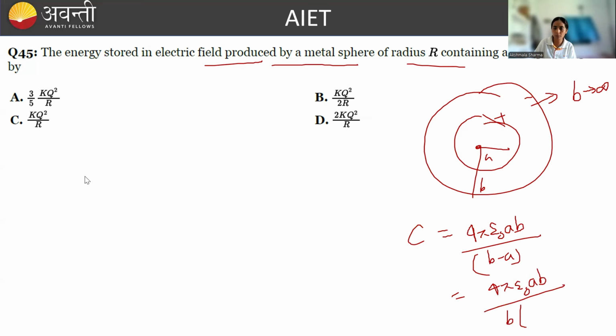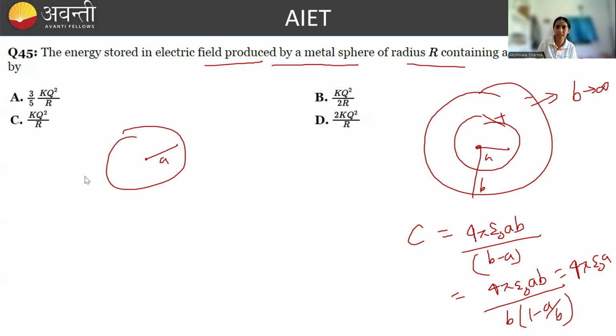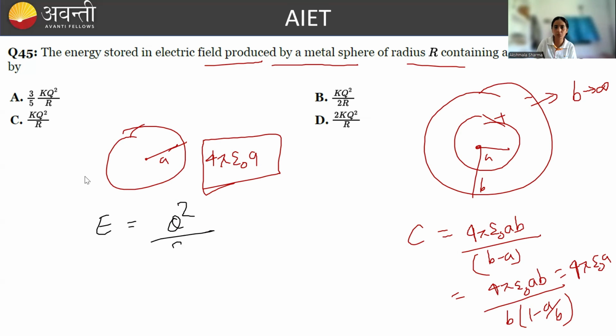Do one thing, take B common, 1 minus A by B. A by B will become almost equal to 0. So this will become 4 pi epsilon naught A. So if there is any sphere of radius A, we can say that its capacitance is equal to 4 pi epsilon naught A. Okay? So this is its capacitance. Done it? So energy stored then will be equal to how much? Q square by 2C. Here the charge given is Q. So Q square over 2 into C, 4 pi epsilon naught R.